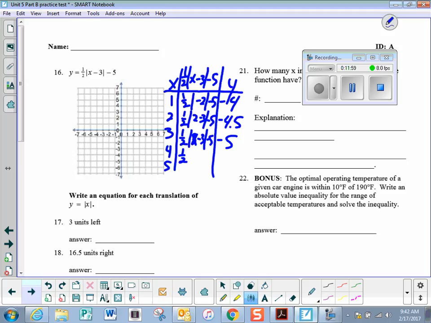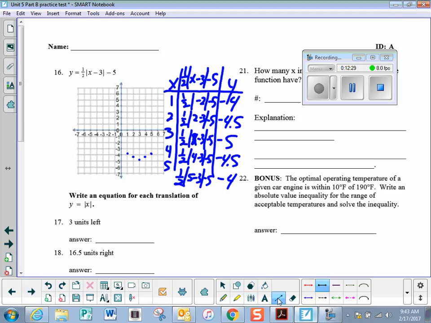When I plug in 3, I get 0, minus 5, negative 5. When I plug in 4, I get 1 half minus 5, negative 4.5. And when I plug in 5, I get negative 4 again. So what does that look like? 1, negative 4. 2, negative 4.5. 3, negative 5. So it's going to look like this. And so it's going to be quite a bit wider because of that 1 half on the outside.